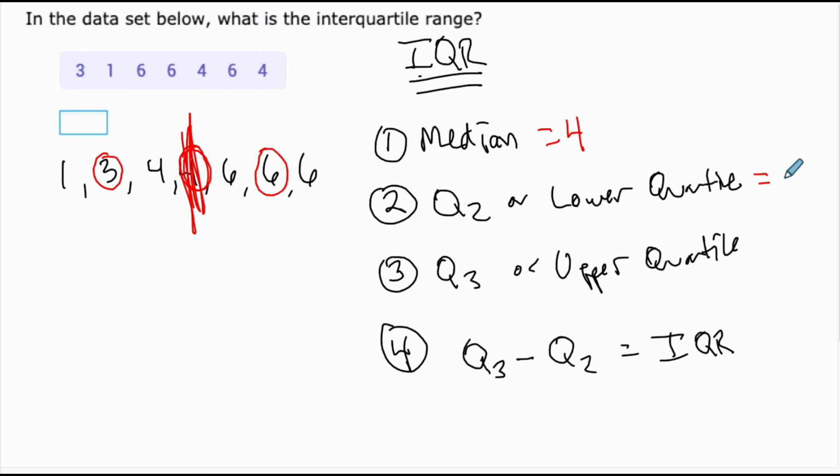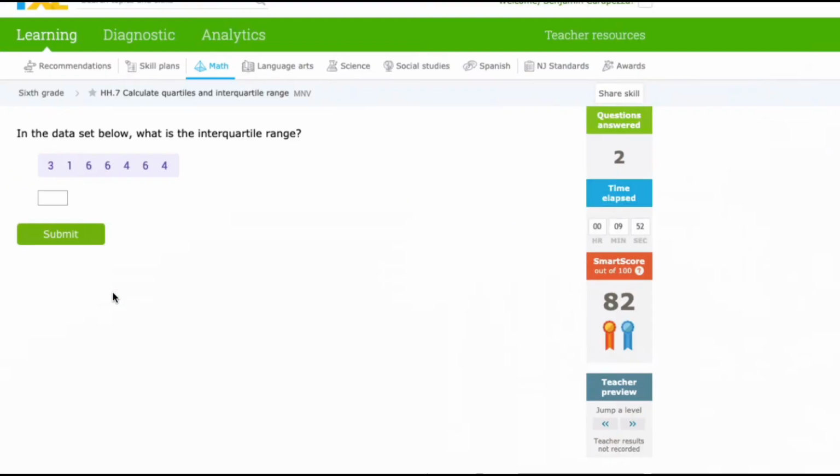So the lower quartile is 3, the upper quartile is 6, and my IQR is going to be 6 minus 3, which is 3. So that tells me that the middle portion of the data is spread out by only 3 data values. It only ranges from 3 to 6, which is a range of 3. And so that would be your final answer for this one.